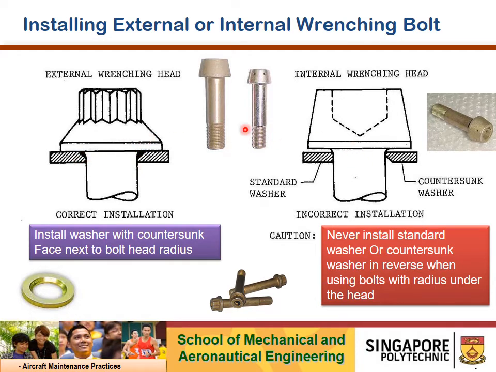ending on these two bolts. So if you were to install without a countersunk washer, or you install the countersunk washer in the opposite direction, then you will actually have a gap. Okay, a slight gap due to the radius fitting at the shank and the head. So you will have an issue of improper clamping and installation, and this is not desirable.